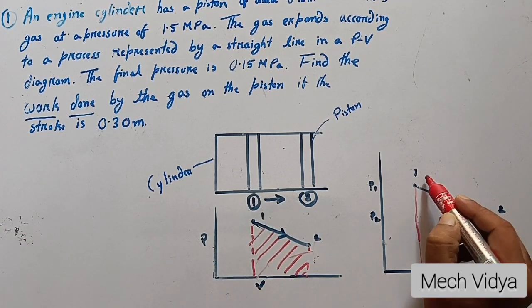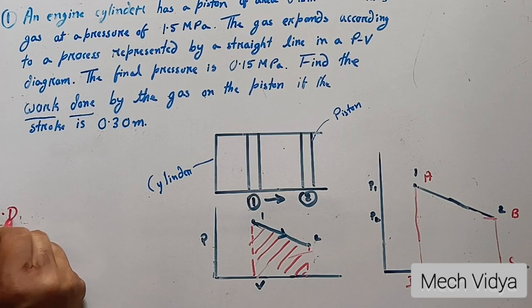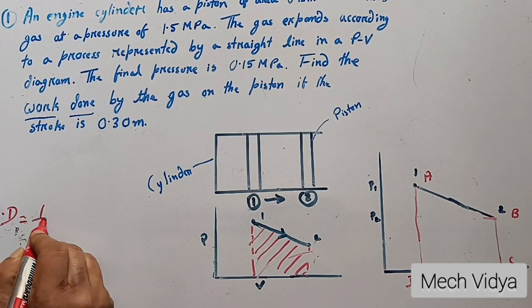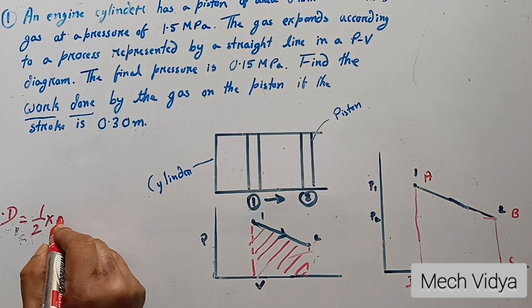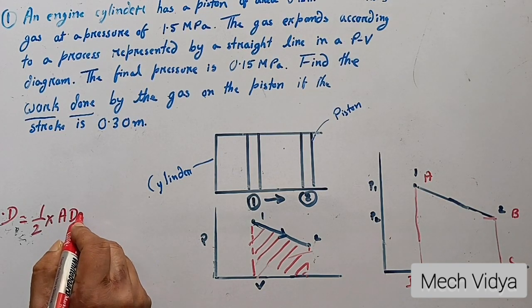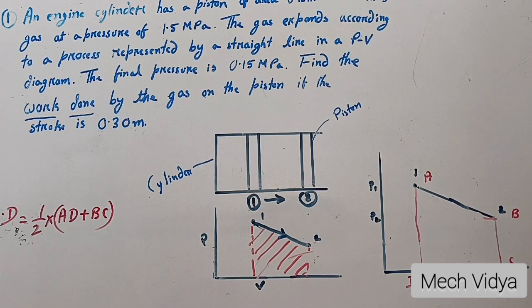So in this diagram, now I'll try to apply this formula. Let me name it as ABCD, so it will be easier for me to do the calculations. Now what is the work done formula? Half into the length of the two parallel sides, so it will be AD plus BC, into the distance between AD and BC. This distance, let me call it as L. So this is just a distance.